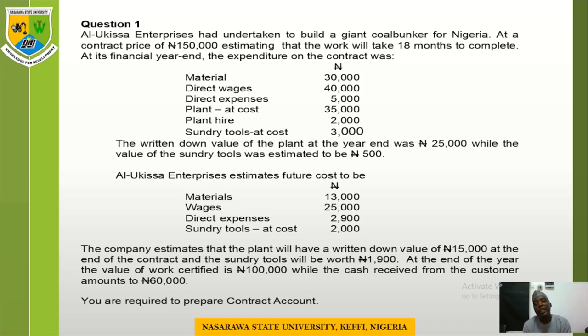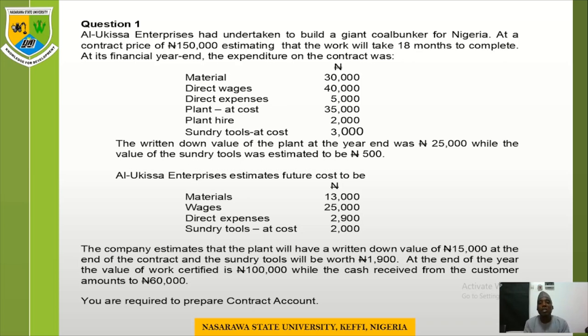Then depreciation will be reported as what? 10,000. That 10,000 is the value of the plant now. But don't forget, it was purchased at what? 35,000, but it has been put to use, and as such, the value has reduced to what? 10,000. So 10,000 is the depreciation charge that will be reported as expenses to the account.